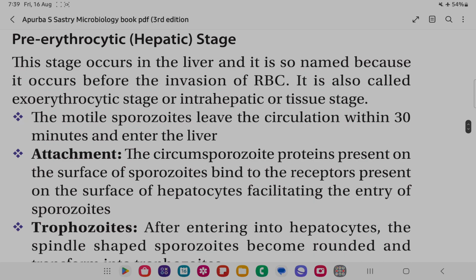So here, you will see the pre-erythrocytic stage, also known as the hepatic stage. This happens in the liver, that's why it's named so. The motile sporozoites leave the circulation within 30 minutes after the bite of the female Anopheles mosquito; after 30 minutes the sporozoites reach the liver, right?